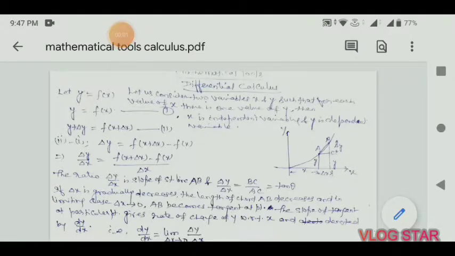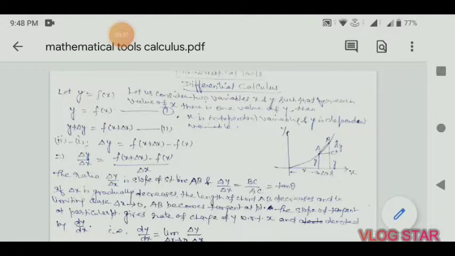Today we will see about mathematical tools, about differential calculus. We know that if we have two variables x and y such that x is the independent variable and y is the dependent variable, then we can write y is equal to a function of x. Any change in x, the corresponding value of y will change.